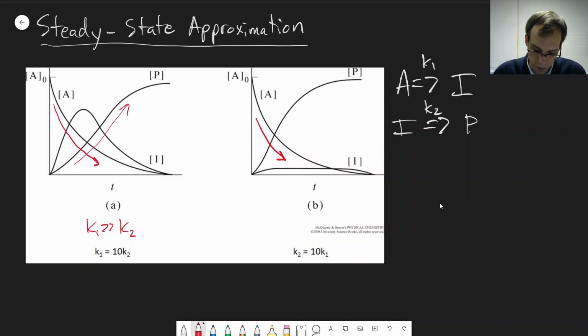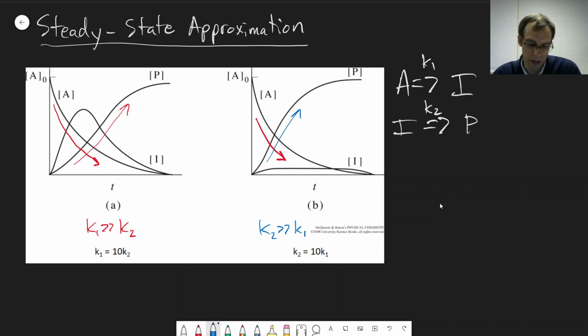Whereas for our second example, where the value of K2 is 10 times K1, where our second step is the fast step, then we see a different behavior here, that the product grows in much faster. So that's a visual representation. You can see that this gets bigger on the right-hand side. The concentration of P increases at a faster rate than it does on the left-hand side.